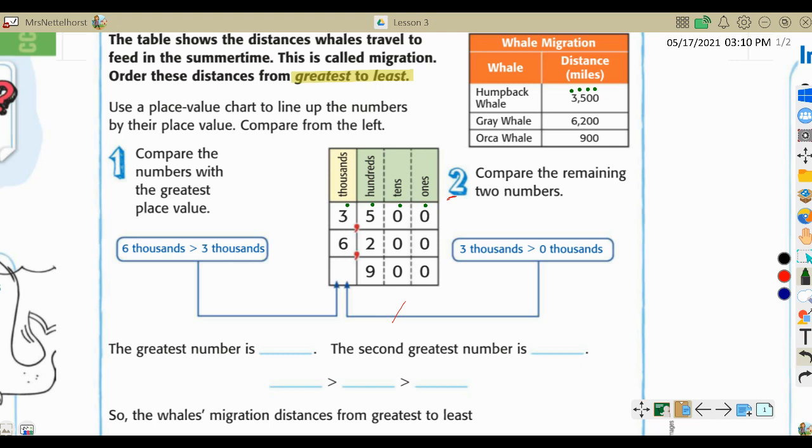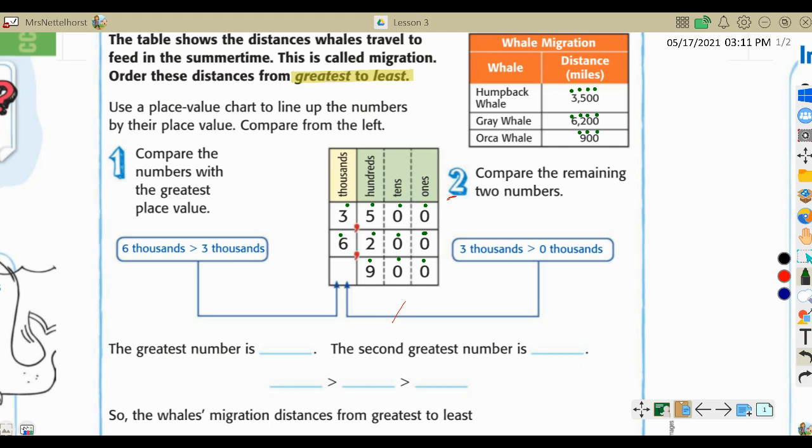The gray whale travels 6,200 miles. So I have a 0 in the ones place, a 0 in the tens place, a 2 in the hundreds place, and a 6 in the thousands place. And then the orca whale is 900, so that's 0 in the ones place, 0 in the tens place, and 9 in the hundreds place. Okay, so now I can compare from the left.